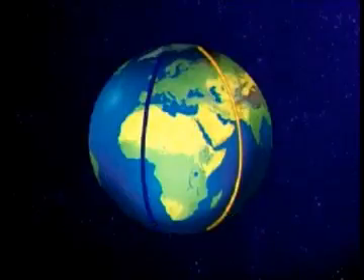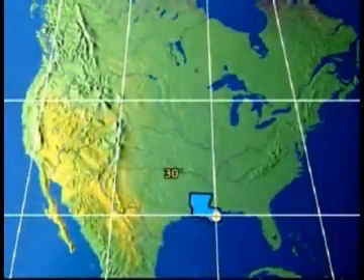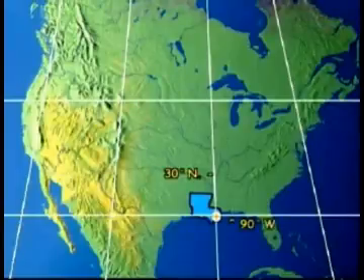New Orleans is at 30 degrees north latitude and 90 degrees west longitude. This means that New Orleans is 30 degrees north of the equator and 90 degrees west of the prime meridian.